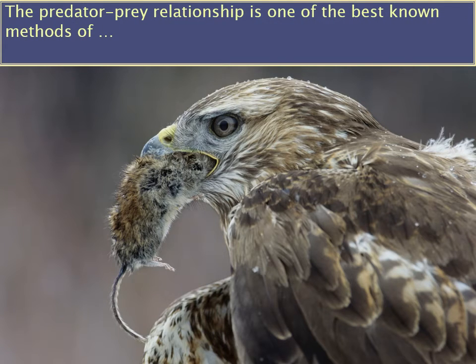So the predator-prey relationship is one of the best known methods of controlling the size of a population. When nature is in balance, the predators keep them in check, and the population oscillates back and forth. And so there's not a lot of problems. It's when we remove the predators from the food chain and food web that things start getting out of balance.